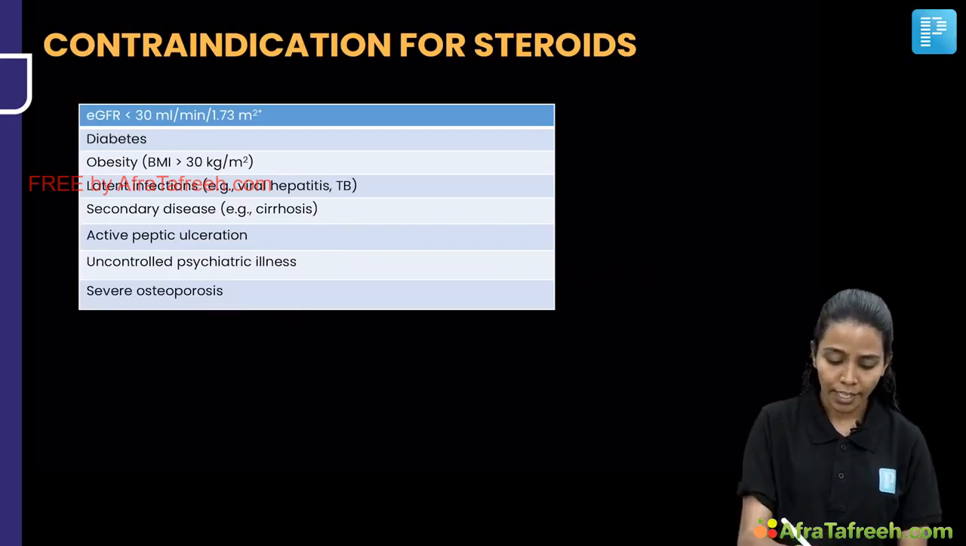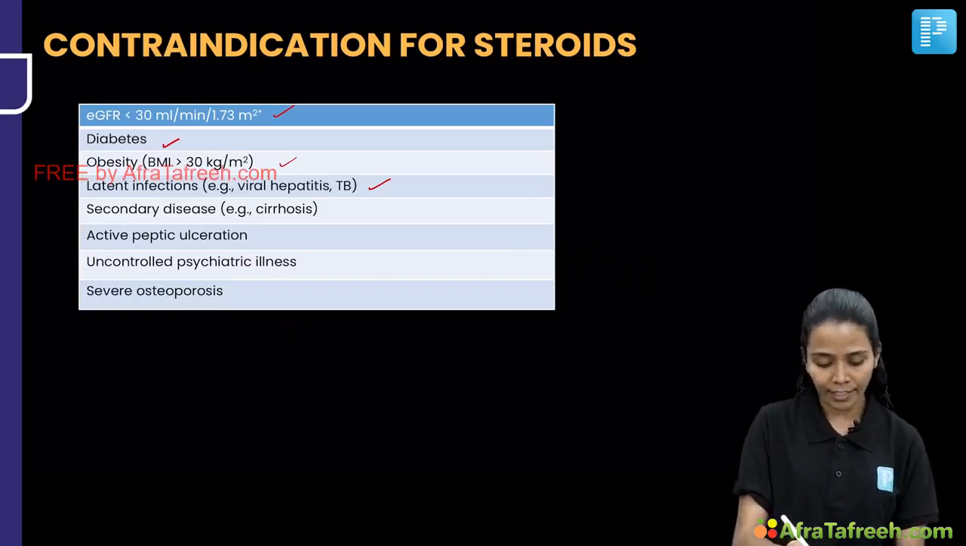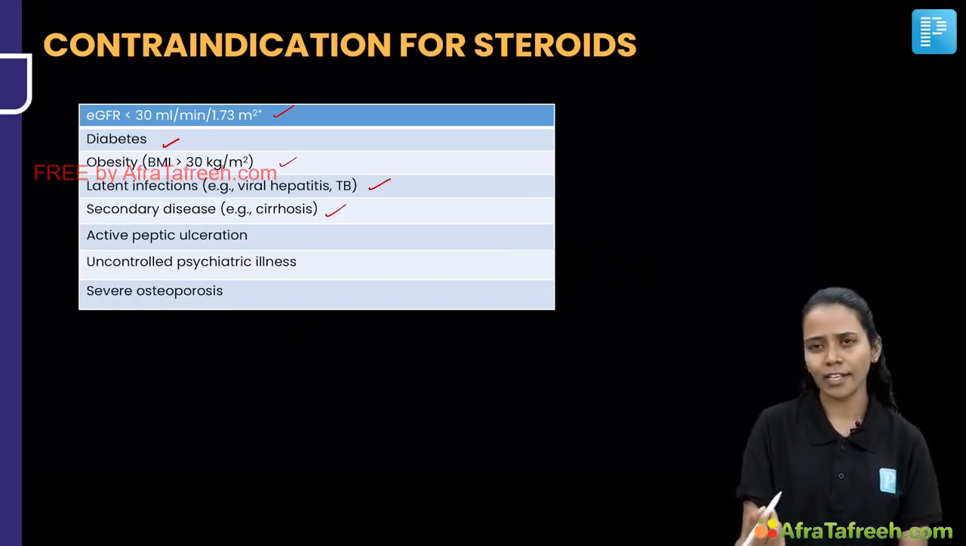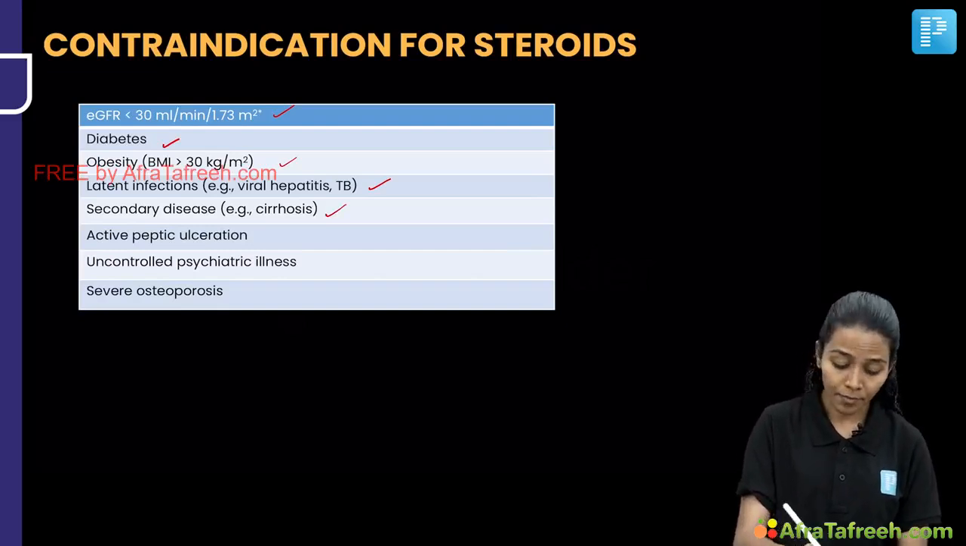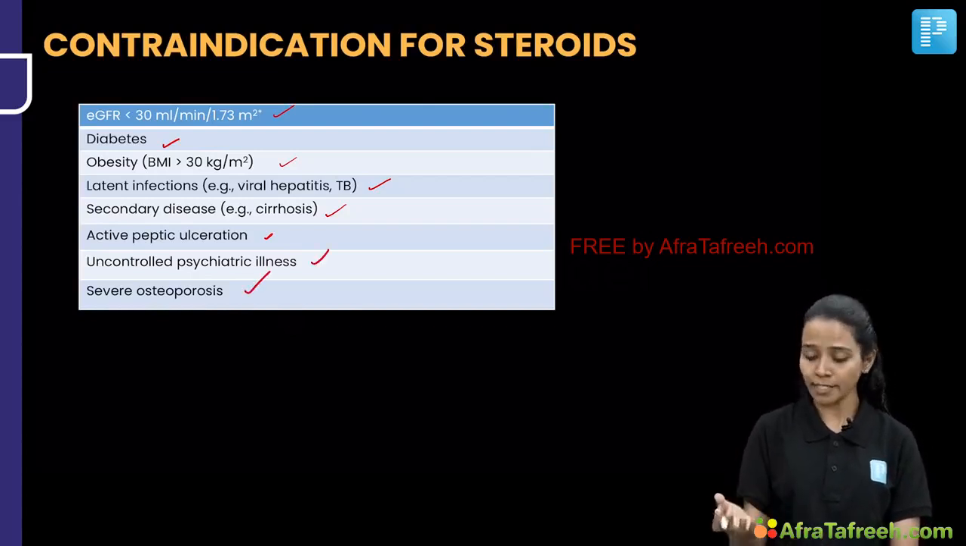Contraindications for steroid: eGFR less than 30, which we already discussed. Patients having diabetes, obesity, any latent infection like TB, viral hepatitis, any secondary disease like cirrhosis, there is no point giving it. Also active peptic ulcer, psychiatric illness or osteoporosis, which can get worse by steroid.